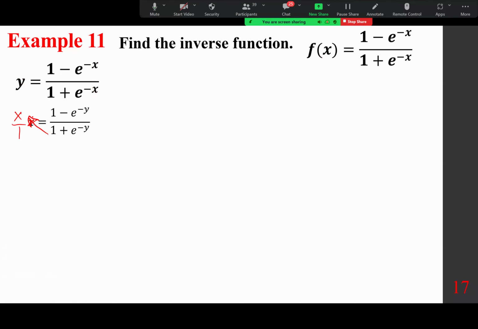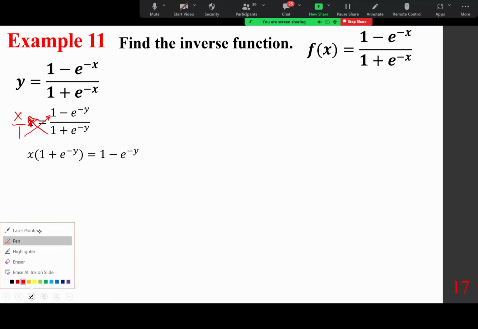So x times 1 plus e to the power minus y equals 1 times 1 minus e to the power minus y. We are solving for y, do the cross product. So this becomes x, this becomes x e to the power minus y, the right side doesn't change.